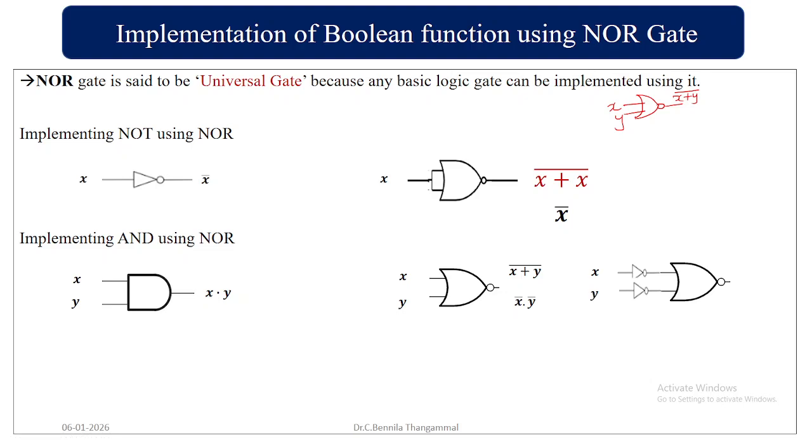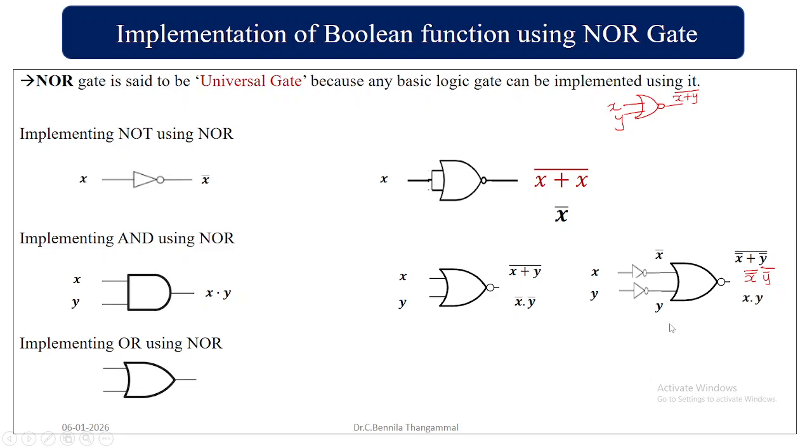So with X and Y I get X bar and Y bar, and the output will be X bar plus Y bar whole bar. By De Morgan's theorem, A plus B whole bar is A bar into B bar. So here this is X bar whole bar into Y bar whole bar, which is nothing but X into Y, since X bar whole bar is X and Y bar whole bar is Y. So I am able to get the AND gate using the NOR gate.